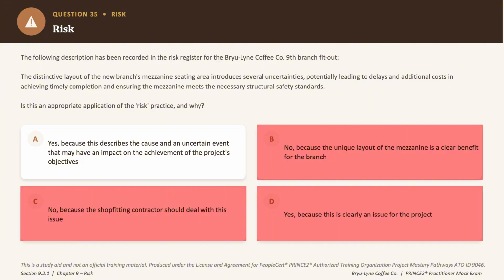So the correct answer to this question is option A, because yes, this describes the cause, and that's an uncertain event that may have, very important, that may have the impact on the achievement of the project's objectives. So the correct answer to this question is option A.